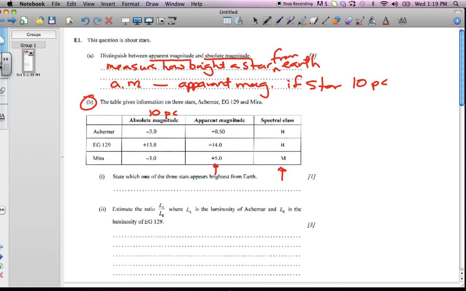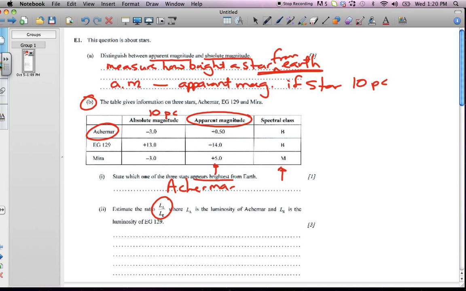So which of the three appear brightest on Earth? Well, we'd obviously go to our apparent magnitude because this is as seen from the Earth, and the scale works a little bit strange in that the smaller the number, the brighter it is. So it will be the one over here, Acamar, because that is the smallest value, +0.5.